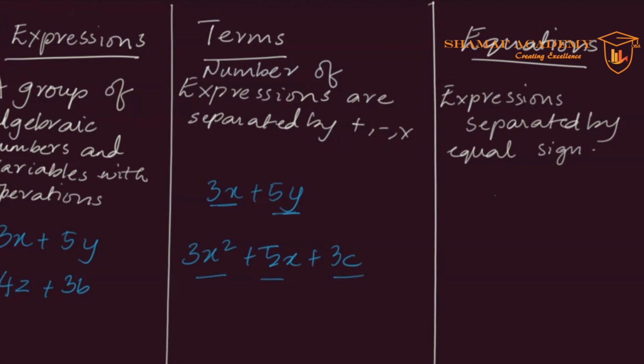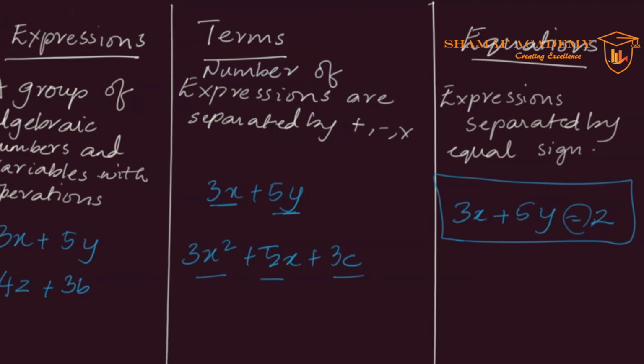And then we have lastly equations. Equations are expressions that are separated by an equal sign. Which means if I write 3x plus 5y equals 2, this right here is called an equation, and that's what we studied about linear equation, quadratic equation, all of that. It has an equal sign right here.